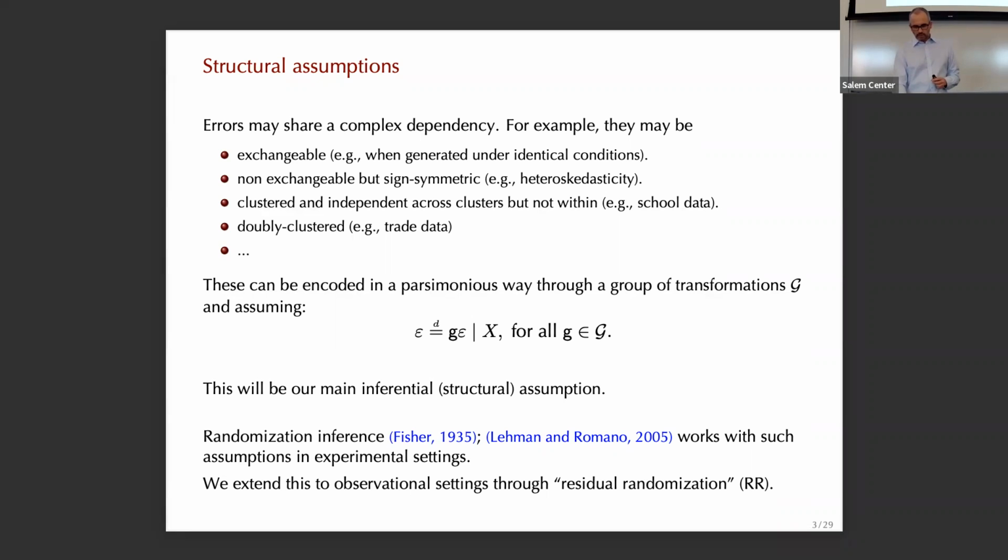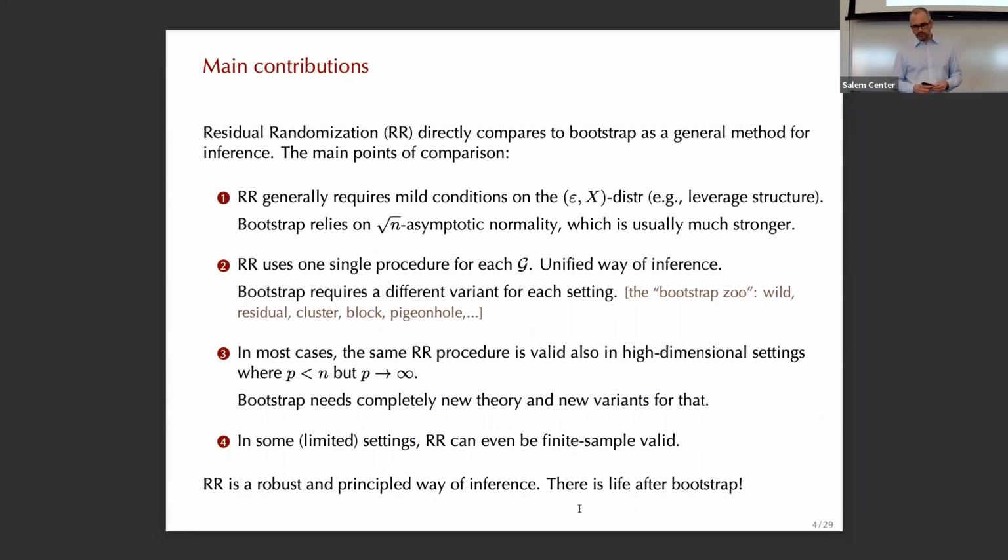Okay. So this method that takes randomization inference from experimental settings to observational settings, I call residual randomization because it's going to be based on the residuals from my regression. Okay? This is RR, residual randomization. And in summary, what I claim here is the following: first of all, as a method of inference, it directly compares to the Bootstrap because it's general enough to be applied to many different settings. Okay? And there are four main points here. I think the first three are perhaps the most important on how it compares with the Bootstrap.